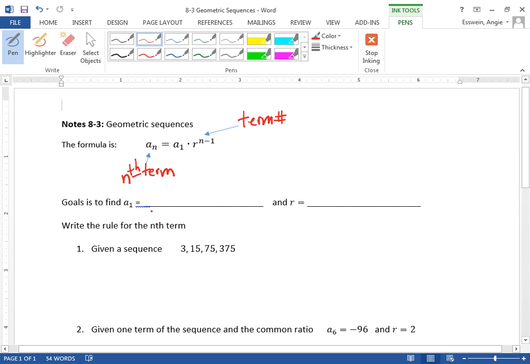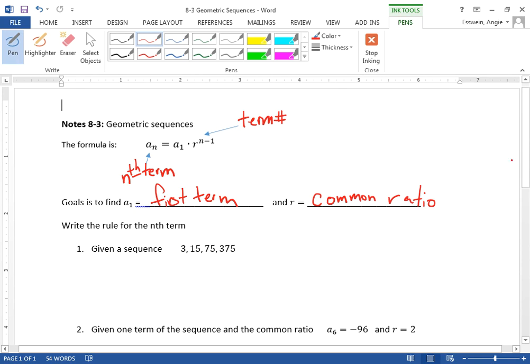So you just find a sub 1, which is the first term, and you plug it in for a sub 1, and then you find r, which is what you're always multiplying by to go to the next term, and that's called the common ratio. And if you want to find that, the easy way is just divide any two consecutive terms, and then you'll know what you're multiplying by, right? Because division is the opposite of multiplication. So we'll do that in a second.